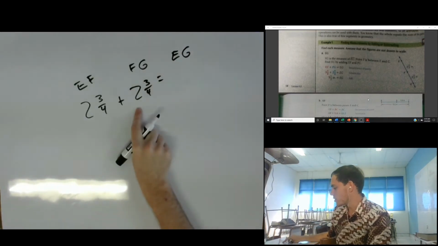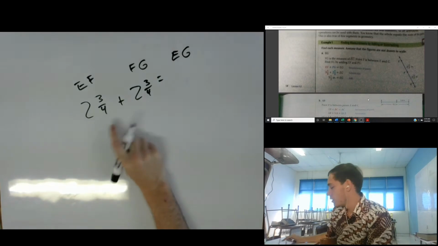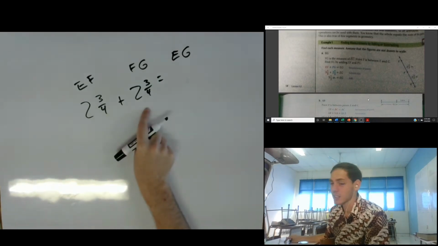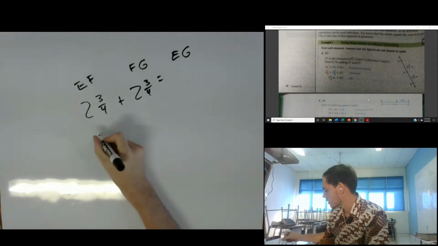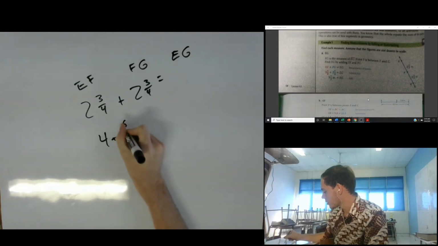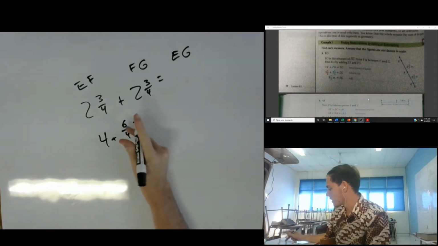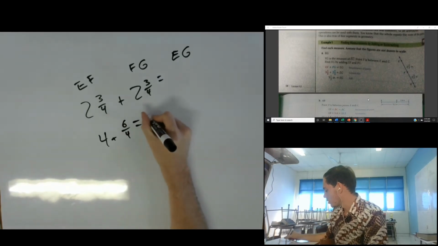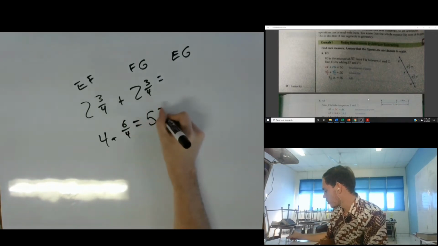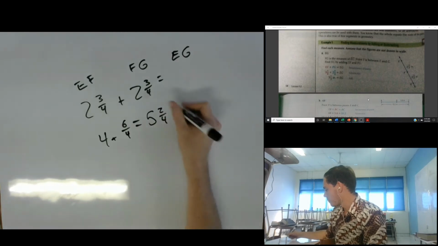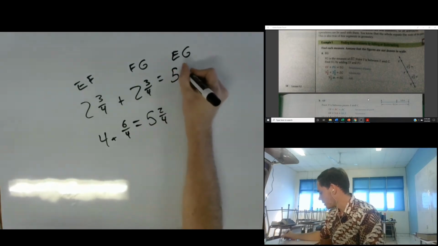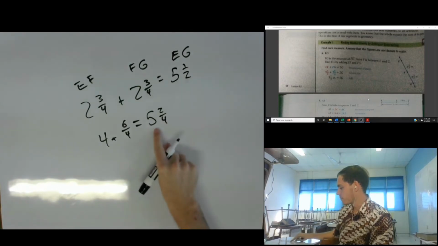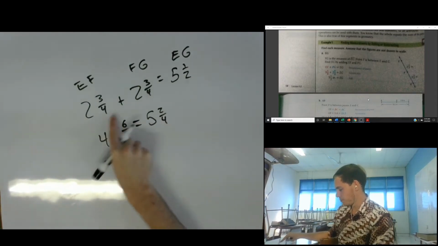So 2 plus 2, that's 4, plus 3/4 plus 3/4, 6/4. So technically this is 4 plus 6/4. Which, if you do the math, this becomes 1 2/4. So we get 5 2/4, which you always need to simplify. So simplifying this, we get 5 1/2. Okay. So I just added the 2's, added the 3/4.